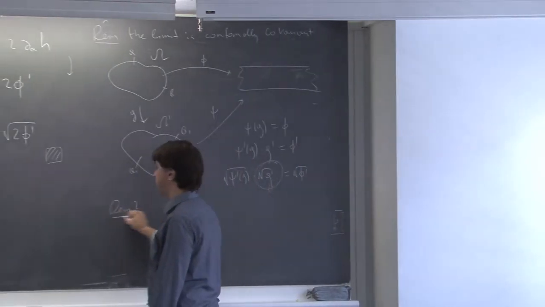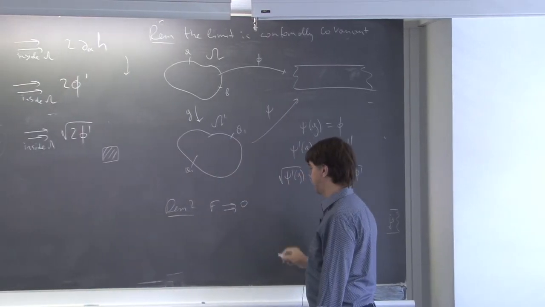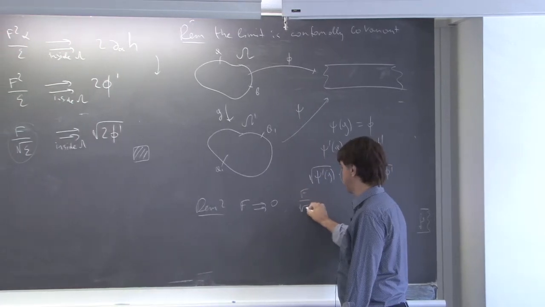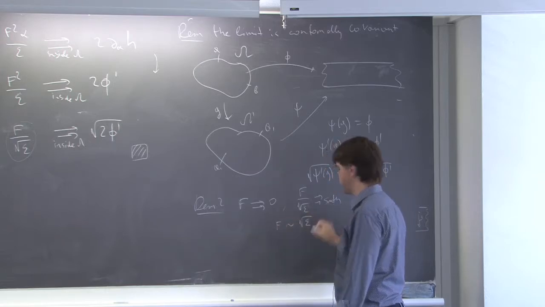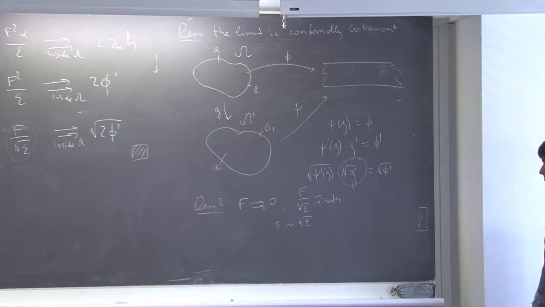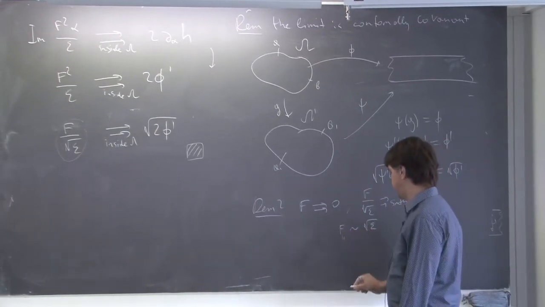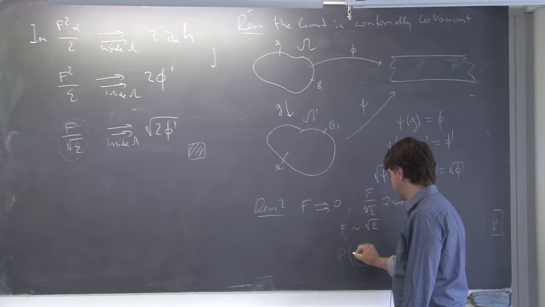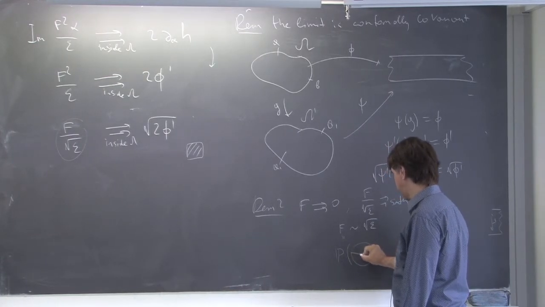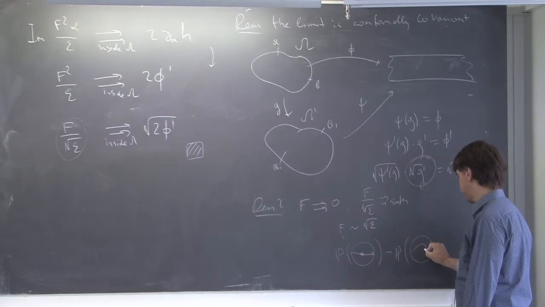Well, the second remark is obviously that f tends uniformly to 0, but f over square root of epsilon tends to something. So basically, f is of the order of square root of epsilon, normally. If you remember, f is a probability: if I give a direction, the probability to go with an even number of turns, minus the probability to go with an odd number of turns.